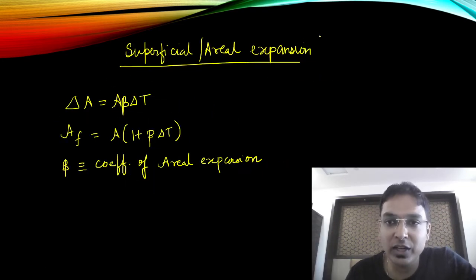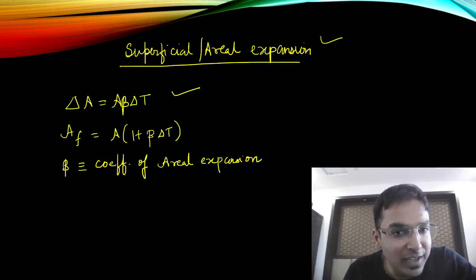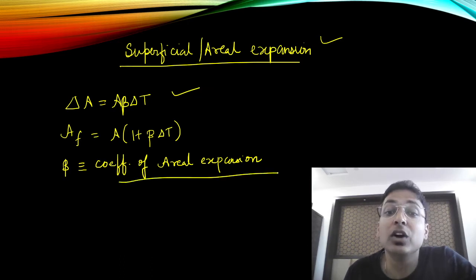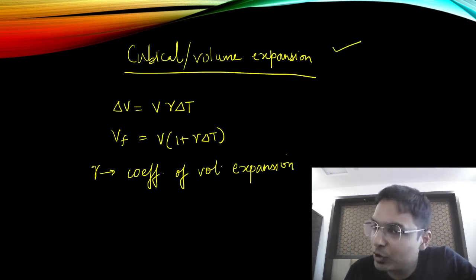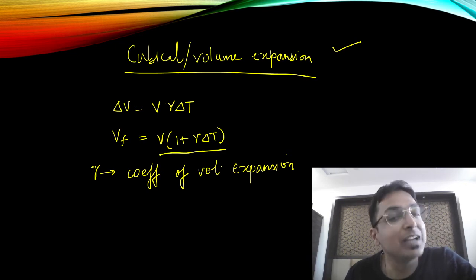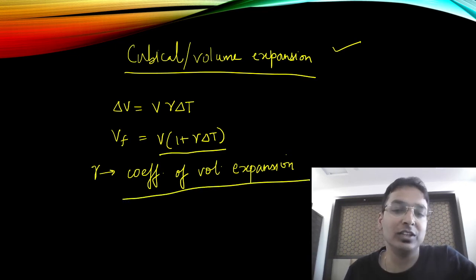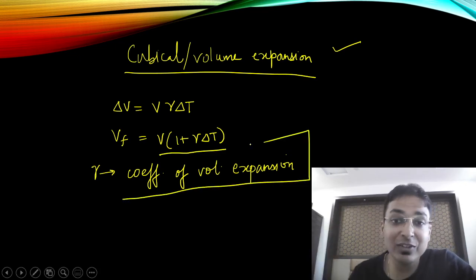Exactly the same logic for areal expansion. So it is A beta delta T. Beta is the coefficient of areal expansion. Similarly, for cubical, we have V into (1 plus gamma delta T). Gamma is the coefficient of volume expansion. Okay, keep writing with me, guys.